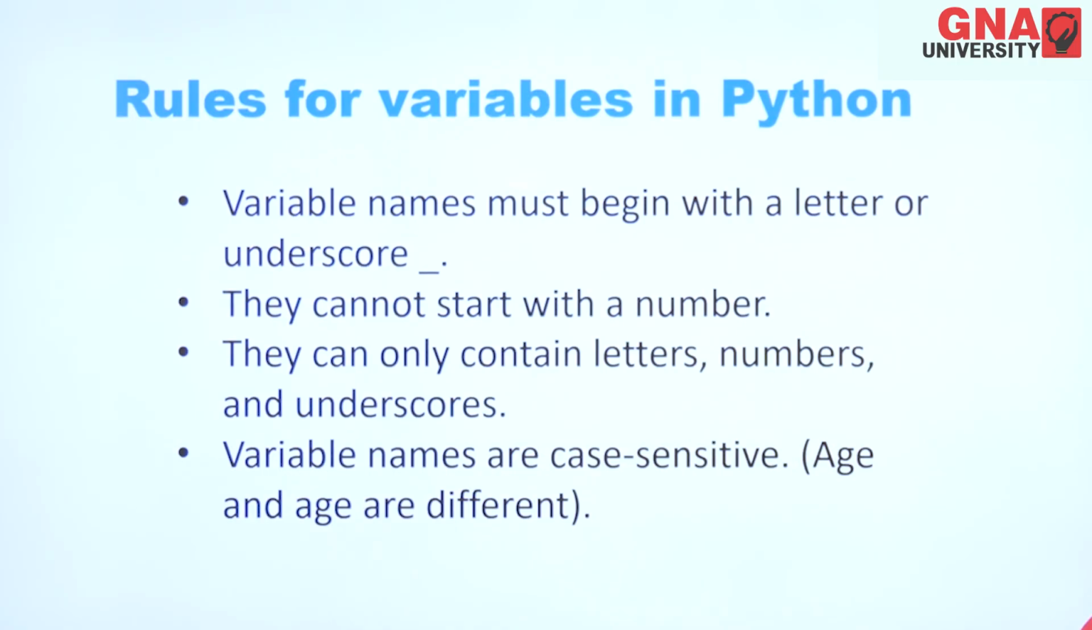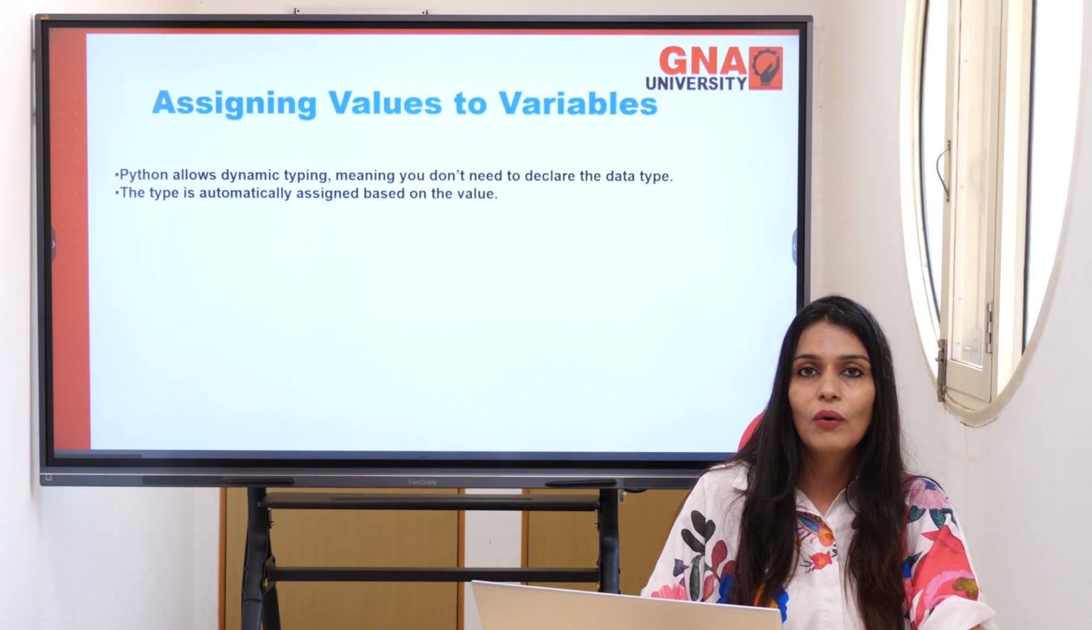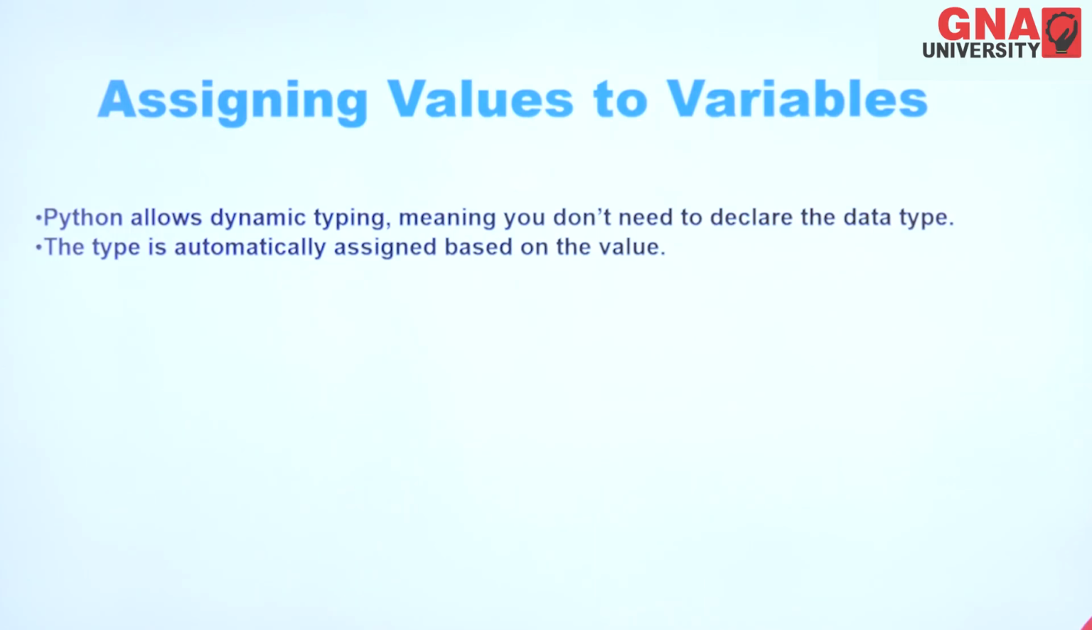Like if we write age equals 24, with a capital A, and age all in lowercase letters, they are different. Now how do we assign values to a variable? As we saw in lecture 1, Python allows dynamic typing, which means that you don't need to declare data types. The type is automatically assigned on the basis of the value.